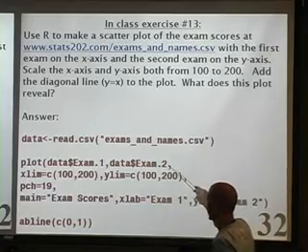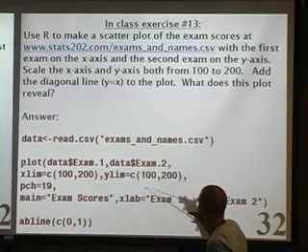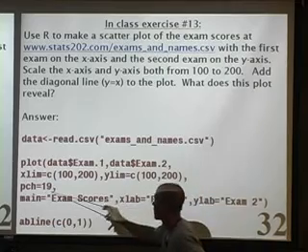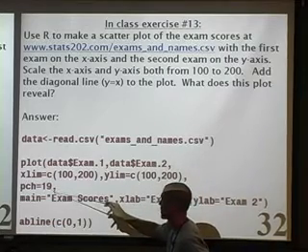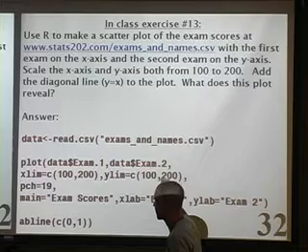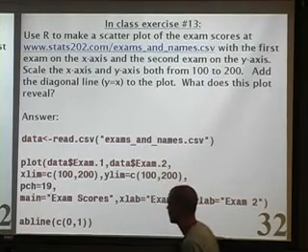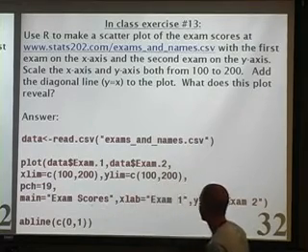xlim 0 to 200, ylim 0 to 200. pch equal 19, right? That's what I live by. That's the solid dot, not the default open circle. This one I like a lot better. Label the title, x is exam 1, y is exam 2.